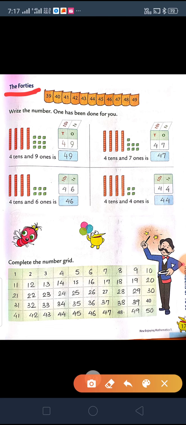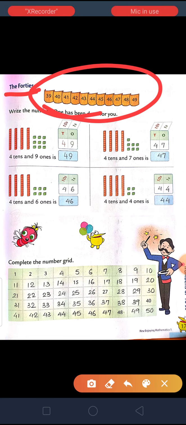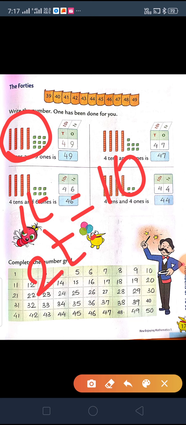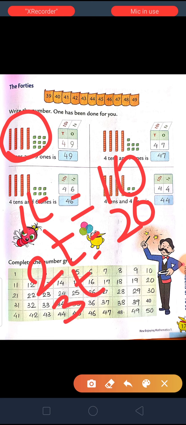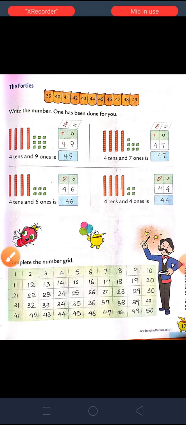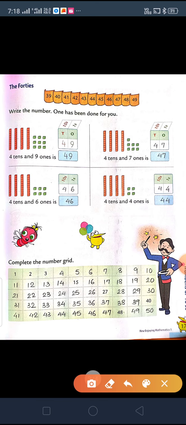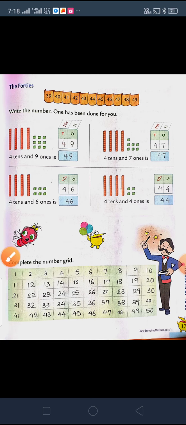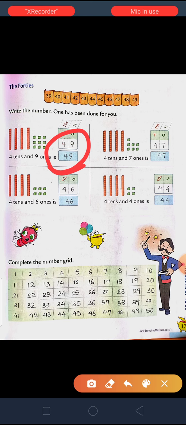On the next page, the 40s. 40s means numbers from 40 to 49. Again the same we have to do. Now here there are blocks. Total 4 blocks are there of 10, 10. So 1 ten means 10, 2 tens means 20, 3 tens means 30, and 4 tens means 40. So in the tens column you will write 4 and 9 ones are given, so in the ones column you will write 9. So the number becomes 49.